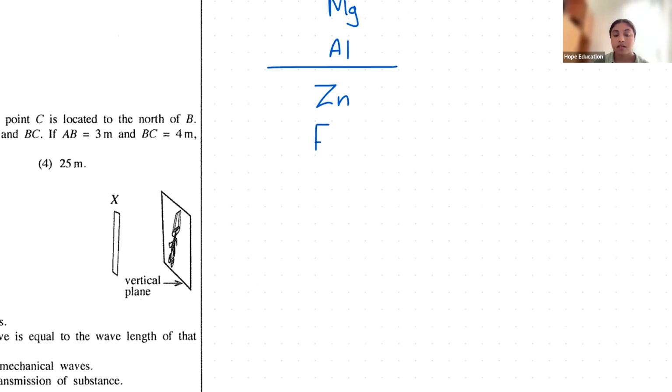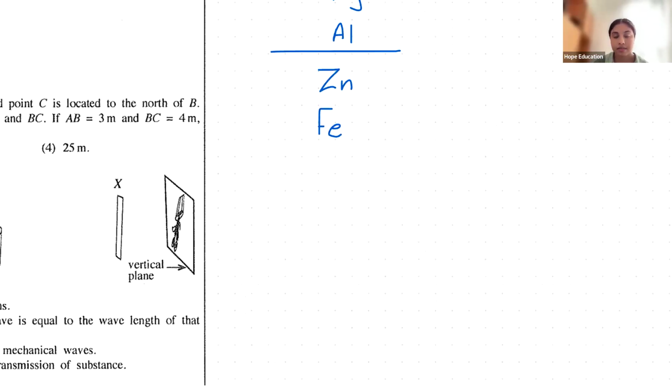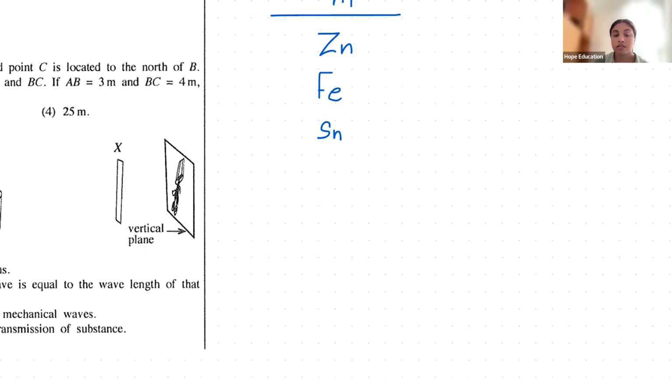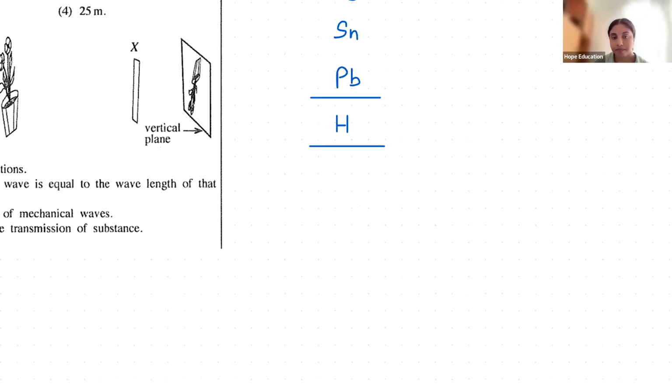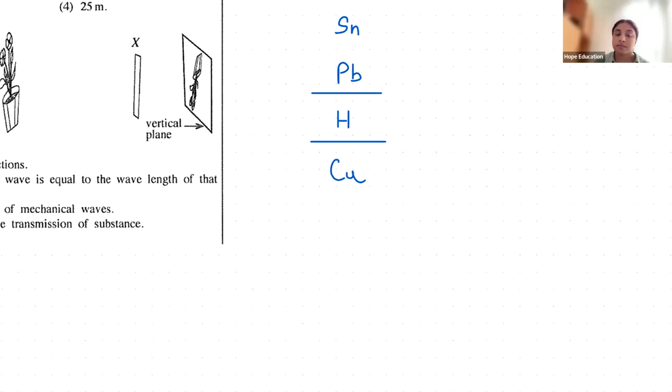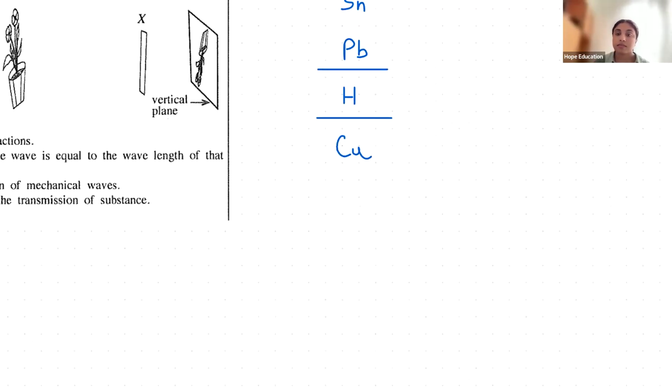Then tin. And lead. That is the next four. Then there is hydrogen. Hydrogen is not a metal. It's just there for reference. Then what do we have? Copper. And after copper, mercury.